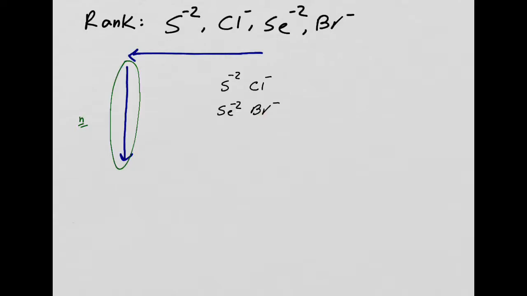So these two, which one is going to be largest? Those two, the larger one is going to be selenium minus 2. Then it's going to be Br minus 1. Then I'm going to go to the next row.